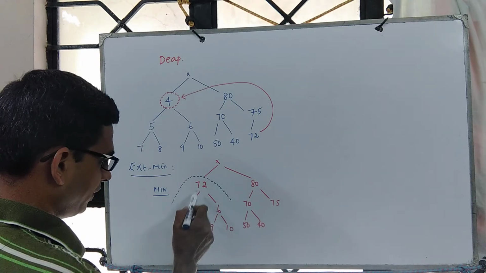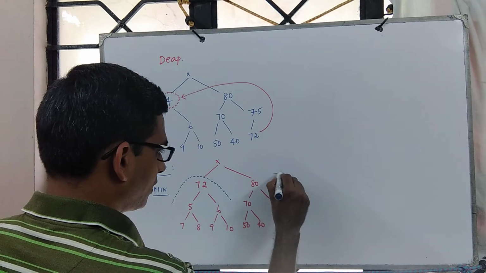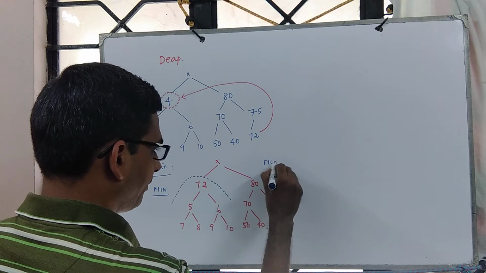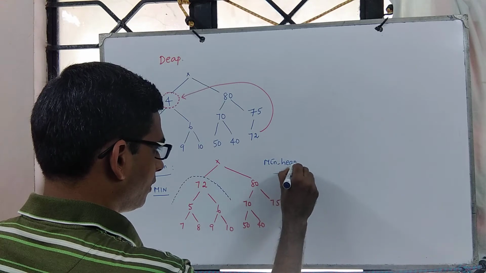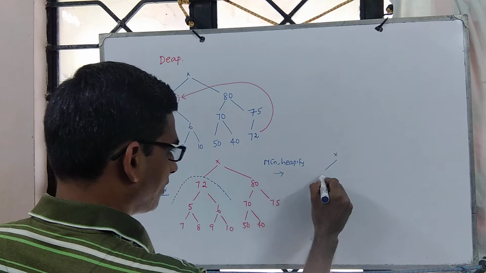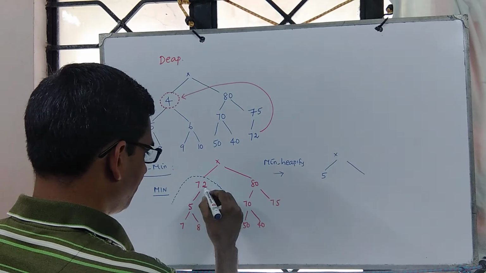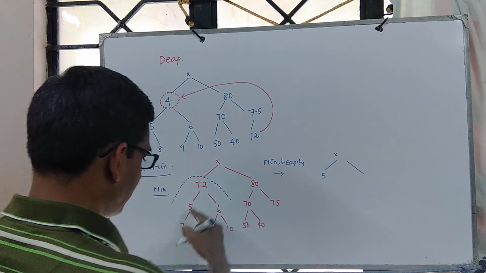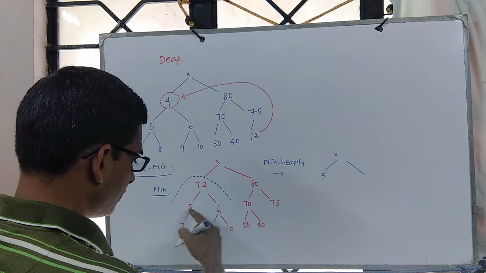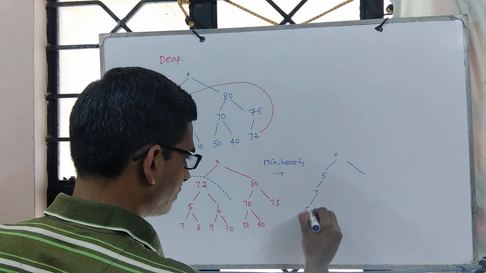So now we exchange with this, then we exchange with this. So now when we invoke min heapify, what happens? You get to see that the right subtree is unchanged and 5 comes, then 72 goes down, then again a swap between 72 and 7. So this is what happens.